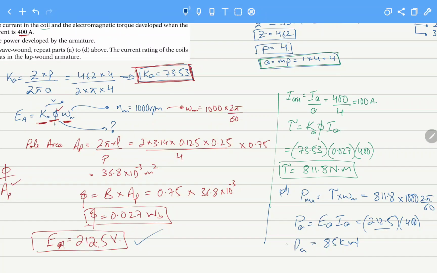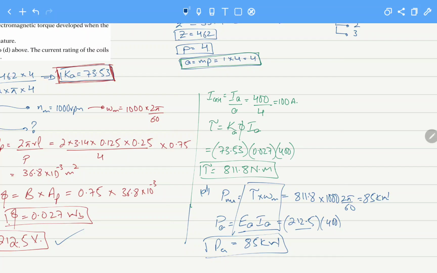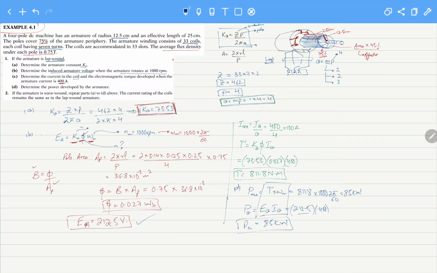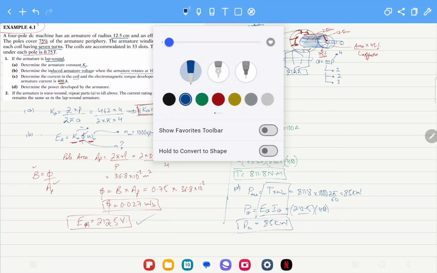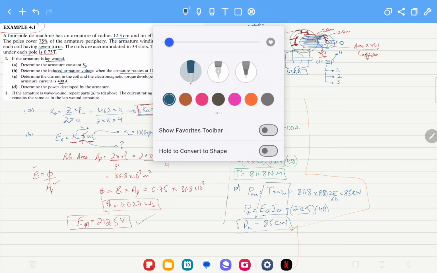So both give the same, and as we have seen, the power that is converted inside the machine is this power, and we have not considered the losses that are occurring inside this machine. So this part was for our overlapping type of machine, or we call it lap wound machines.